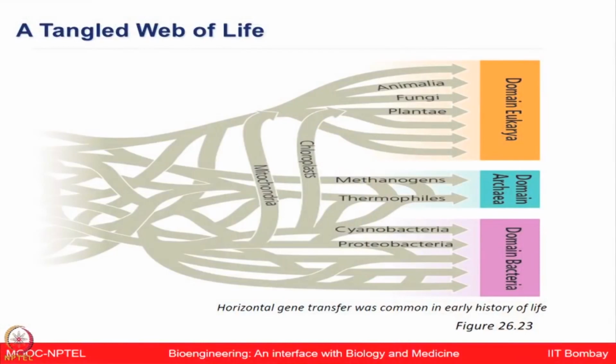This distinction can be made on the basis of their biochemical characteristics, and these fundamental groups are known as domains. A scientist, Carl Woese, suggested grouping these organisms into three domains on the basis of their 16S ribosomal RNA properties. What is shown on the image here is a tangled web of life. It shows the domain eukarya, domain archaea, and domain bacteria. And it also shows that from the proteobacteria and cyanobacteria, the archaea and the eukarya were generated, especially the methanogens, thermophiles, animalia, fungi, and plantae. Then some horizontal gene transfer was seen, and probably chloroplast and mitochondria played an important role in that process.